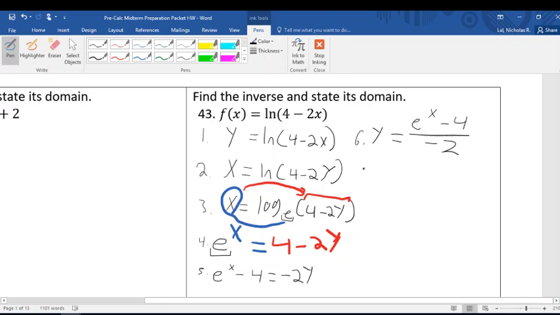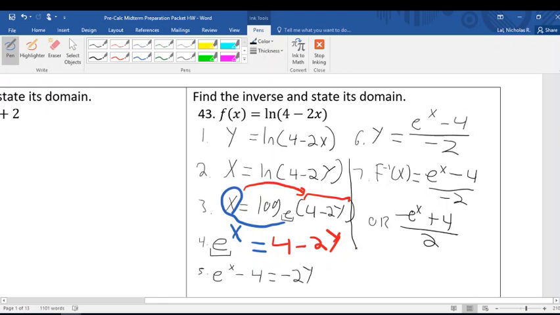And so that last step is to replace it with inverse notation. F to the negative 1 of x is equal to e to the x minus 4 over negative 2, or negative e to the x plus 4 divided by positive 2. It's the same thing, but both could turn up as multiple choice answers.